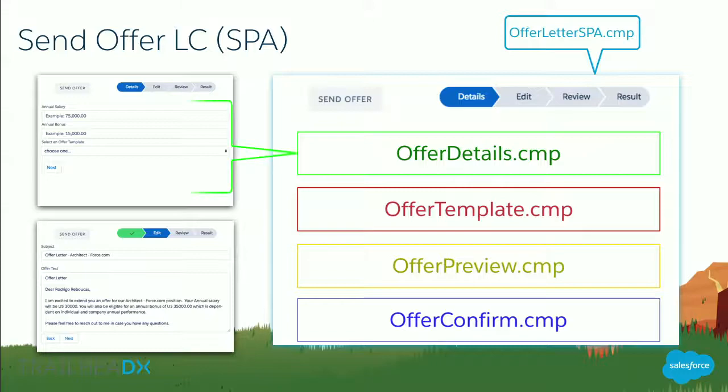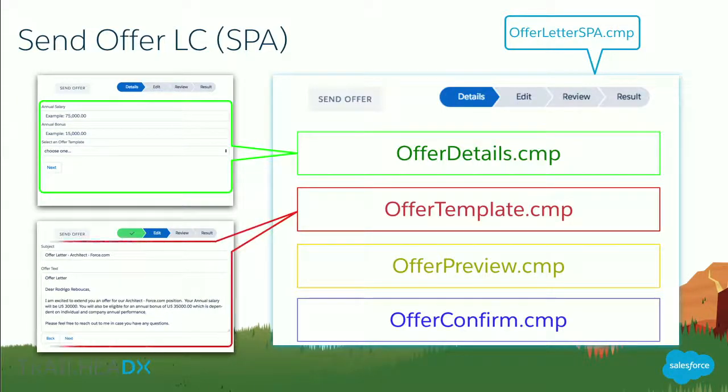So an example would be on our first stage here, you may recall, we expose this offer details child, which is the child component where the user provides the salary, bonus, and the template information. And on the second stage, where we get back that offer letter body, we expose the offer letter template child Lightning component, which is the text area that gets the body back from the server and the user can make changes.